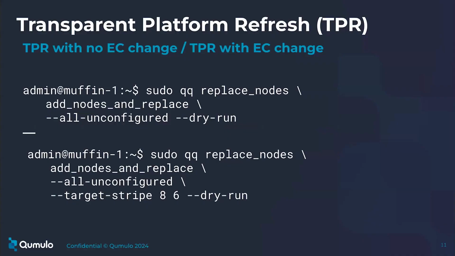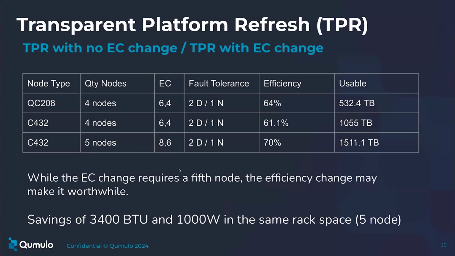So if you take a look at these things, again here, the top one, we're going to do it with 4 nodes. Bottom one, we're actually doing it with the target stripe change. So again, nothing magical here. It's pretty straightforward. We're running the replace nodes command, add nodes and replace, all unconfigured nodes, do a dry run on it. On the lower one, that's if I have that 5th node in there, we're changing that target stripe to 8.6. Again, if you're new to Qumulo, default is going to be 6.4. That's what comes with 4 nodes out there. If you want to change that to anything but 6.4, you are going to have to go to a higher node count at that point.